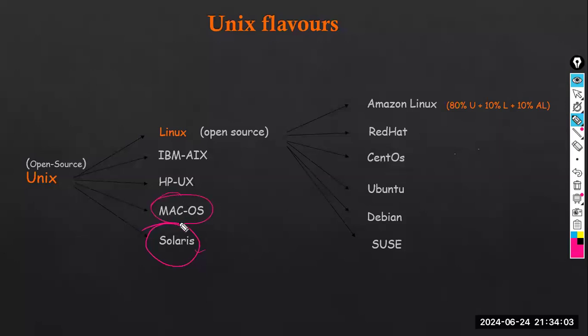Do we have Linux here? We have Unix. Then what is a core operating system? Unix. Unix is a core operating system. Next.